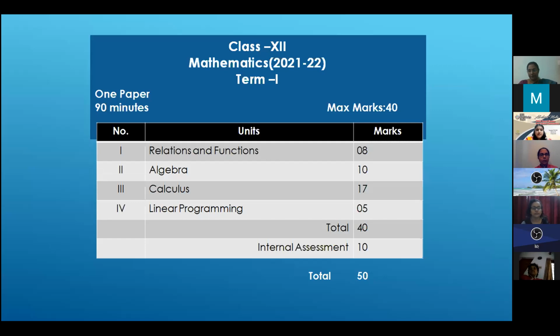Term 1. Marks they have given in such a way, and this is class 12, we are moving into class 12. Term 1 they have given relations and functions 8 marks, algebra part 10 marks, calculus part 17 marks, and linear programming 5. Linear programming is included in the first term. That is one of the chapters we used to do last only, but this year they have introduced it in term 1.